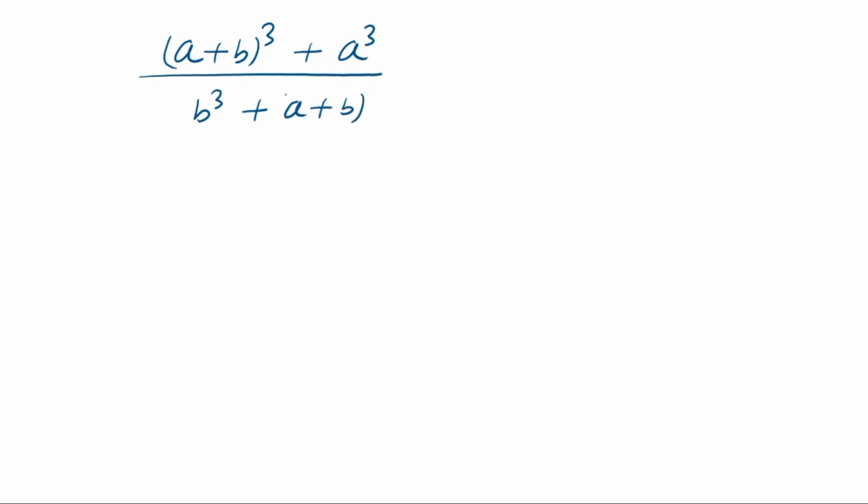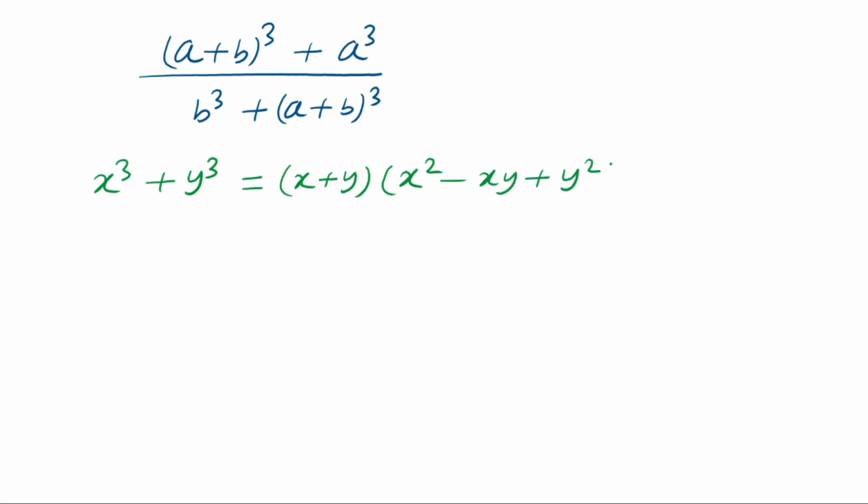(a + b)³ + a³, divided by b³ + (a + b)³. We know the algebraic identity x³ + y³ = (x + y)(x² − xy + y²).